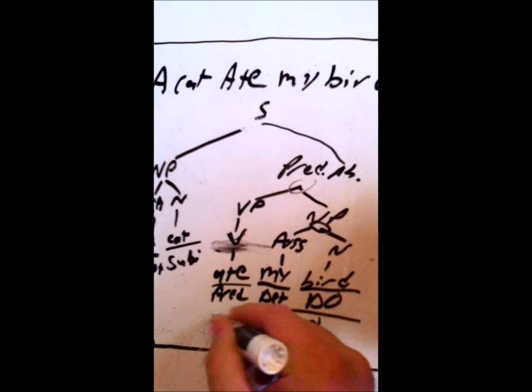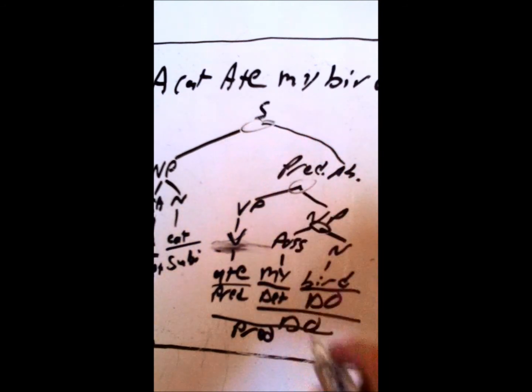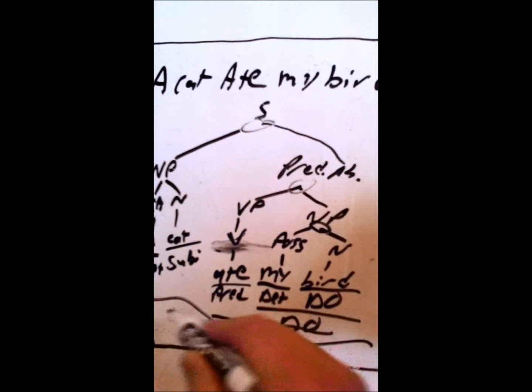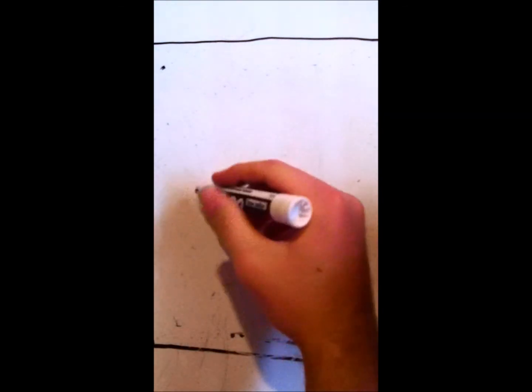A way to satisfy that node. So my bird is a direct object. Ate my bird is the predicate. A cat is the subject, and the whole thing going up to the sentence, the whole kit and caboodle is a declarative sentence.